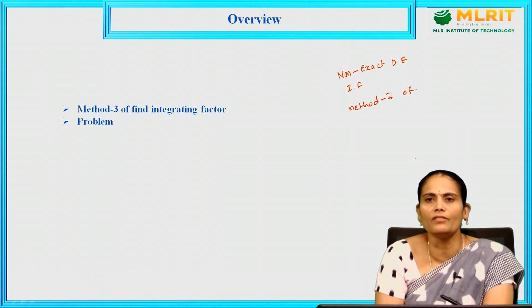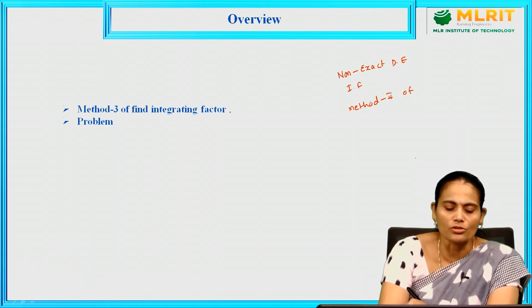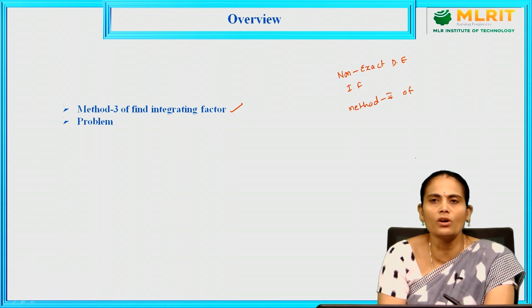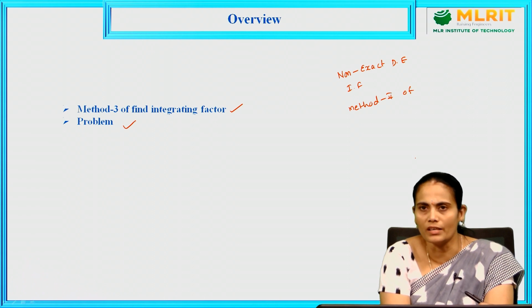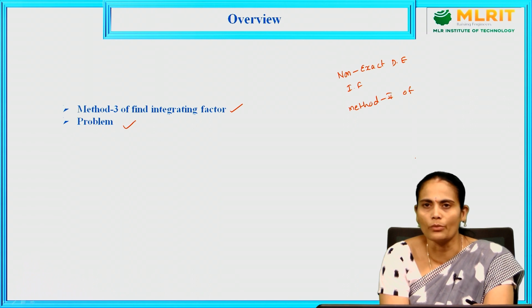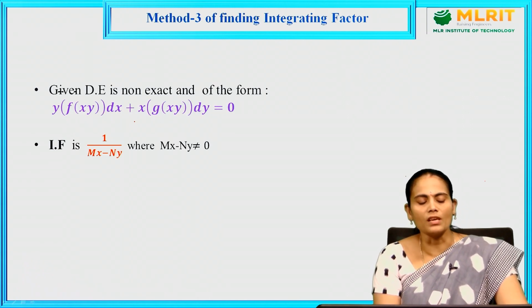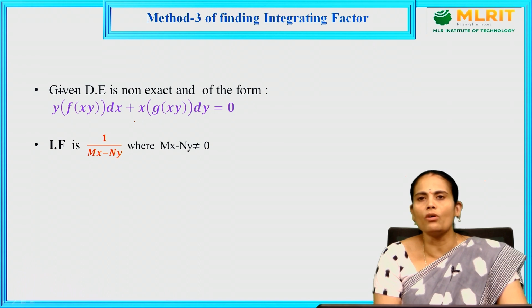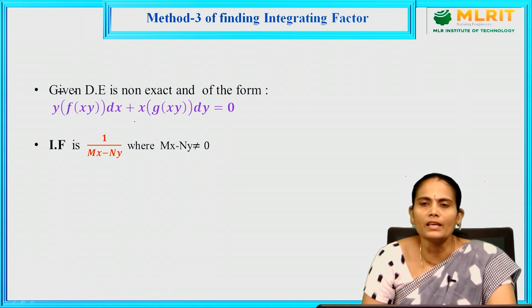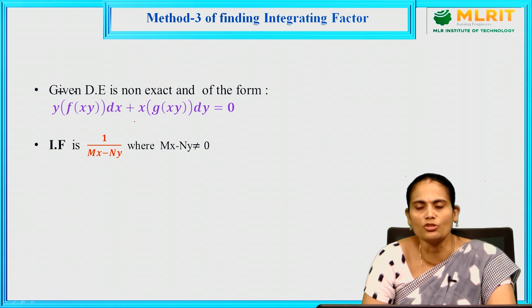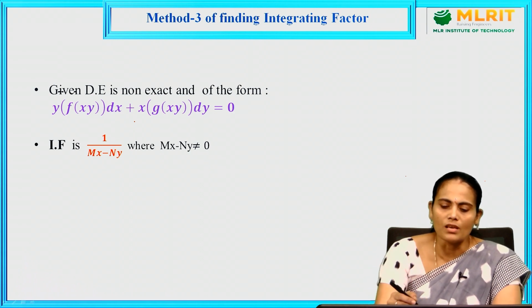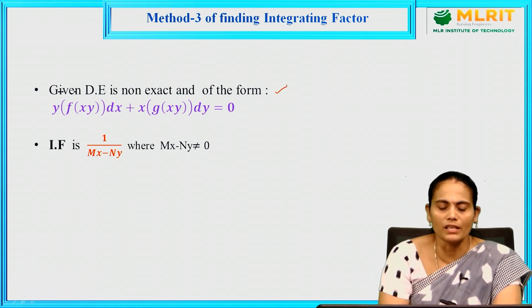And today in this session we will discuss method 3 of finding an integrating factor, and we will do a problem on finding an integrating factor, and we will also find the general solution of a non-exact differential equation. So what is method 3 of finding an integrating factor? Why are we using an integrating factor? We have to find a general solution of a non-exact differential equation. So see the method of finding an integrating factor.